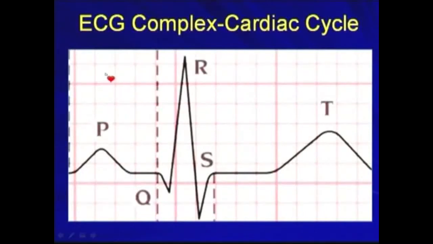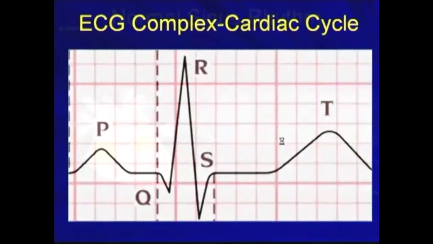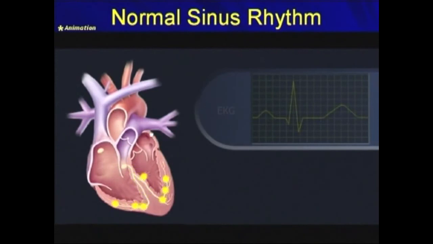And this is an ECG complex. One cardiac cycle, we have a P wave, QRS wave, and a T wave. And we will look at this one by one in details. This is a normal sinus rhythm.